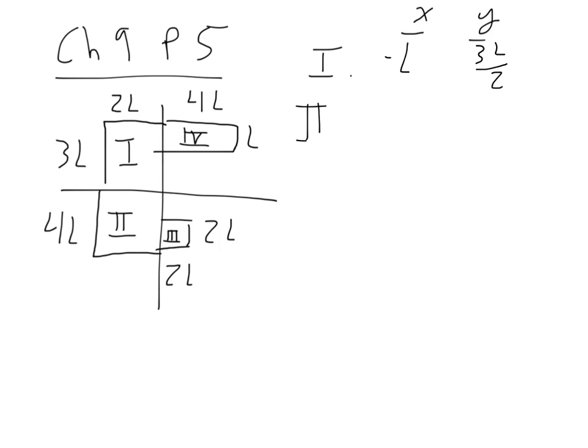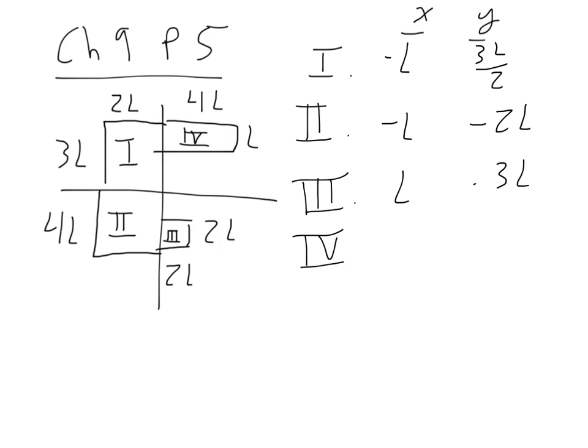Moving on to the second slab. The second slab has an x component of minus L and a y component of minus 2L. The third slab has an x component of L and a y component of negative 3L. And the fourth slab has an x component of 2L and a y component of 2 1/2 L.